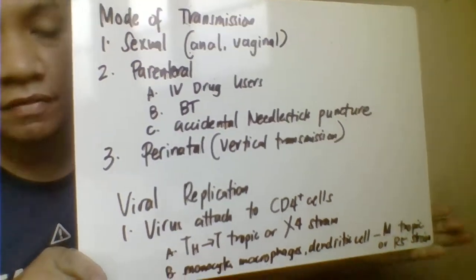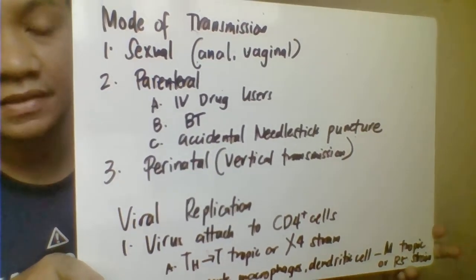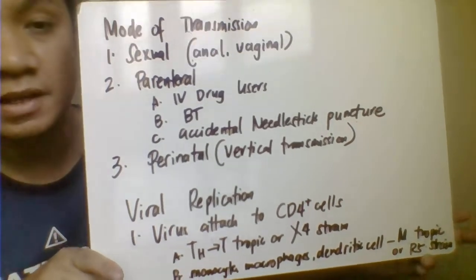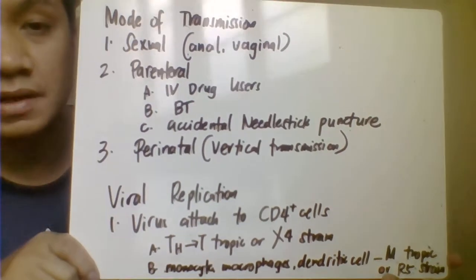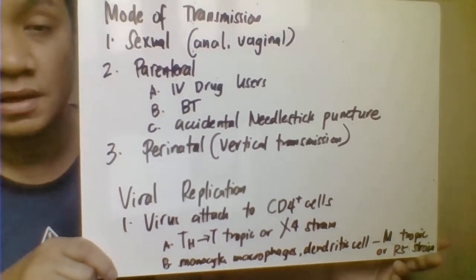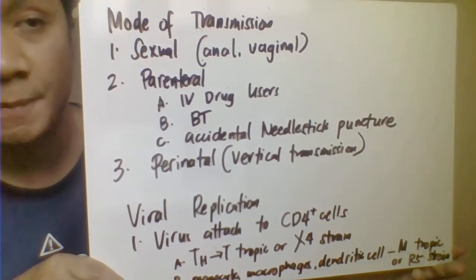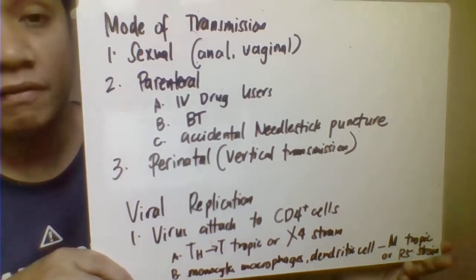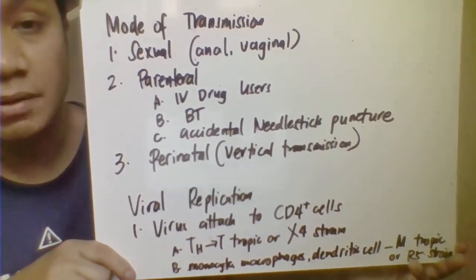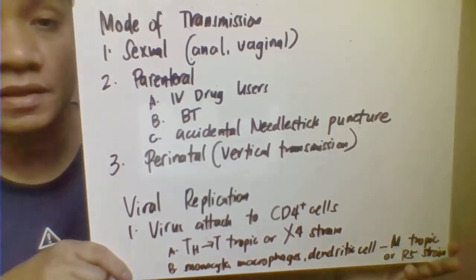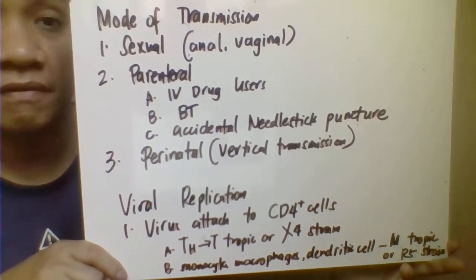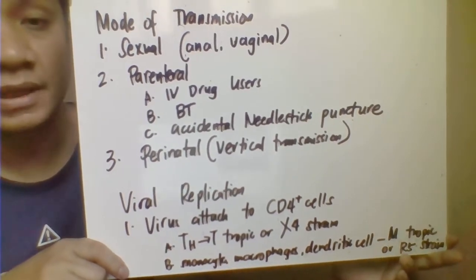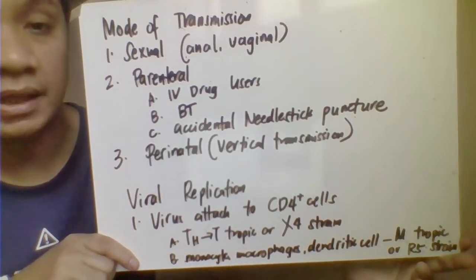Then we have the different modes of transmission of HIV. You get infected by, number one, sexual transmission. You could also be infected by parenteral route, which is direct inoculation of the virus. It could be because of an accidental needle stick puncture, IV drug use, or even blood transfusion. The third one is perinatal, which is vertical transmission. This means the mother is infected, and eventually the baby could also be infected because they share blood.